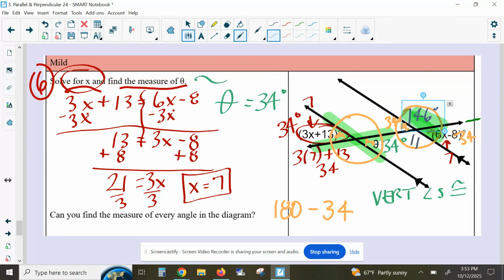Every single obtuse piece is going to be 146, 146, 146. And then that's going to make a whole pizza. It's going to add up to be 360 degrees. All the half pizzas are going to add up to be 180. And we're going to only have two different numbers when we talk about all of the slices of pizza, when we have two parallel lines.